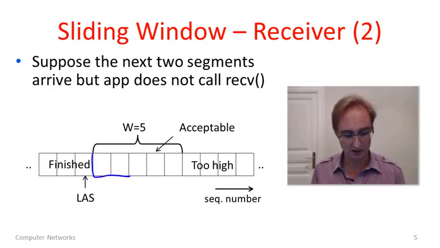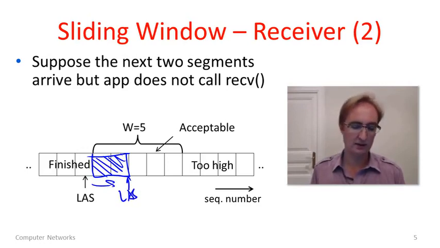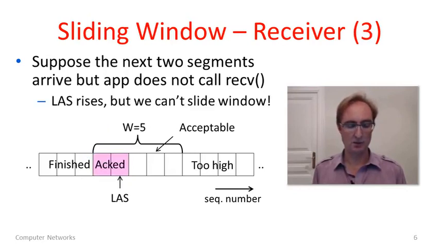Well, two segments come in, that's these two here. Okay, so they're now full. My LAS is going to go on to here. Right, so this is now LAS. However, we can't really slide the window yet because we haven't been able to offload these two segments and pass them to the app. As soon as we've done that, we're fine and we can move the window along. But if the app's slow, we can't send them along yet. What happens? Here's a cleaned up version of that diagram. And the conclusion here is we can't slide the window just yet.